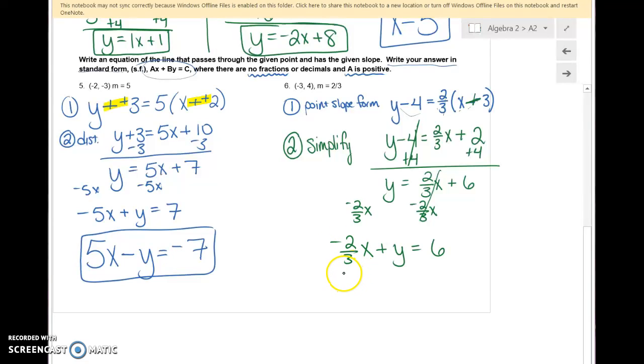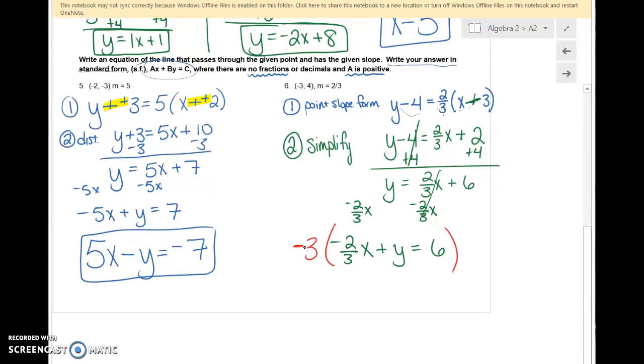Now we just have to address the negative and the fraction. To get rid of a denominator of 3, think about it like this. This is negative 2 divided by 3. How do you undo divided by 3? Multiply by 3. We are going to multiply every single term in here by 3. And then negative 3, because that will cancel out the negative in front of our x.